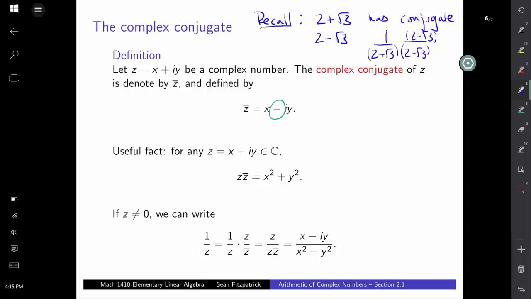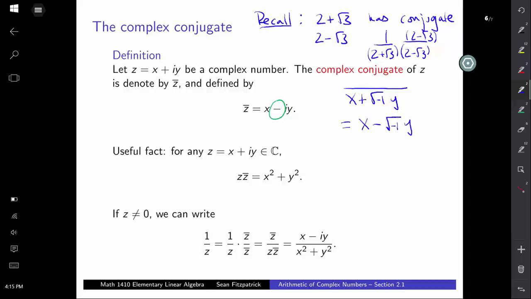Well, that's exactly what we're doing here. Remember that i is just the square root of minus 1, right? So the conjugate of x plus root minus 1 times y is just x minus root minus 1 times y. So you're doing the exact same thing. You're just changing the sign in front of the radical. The radical just happens to be the square root of a negative.